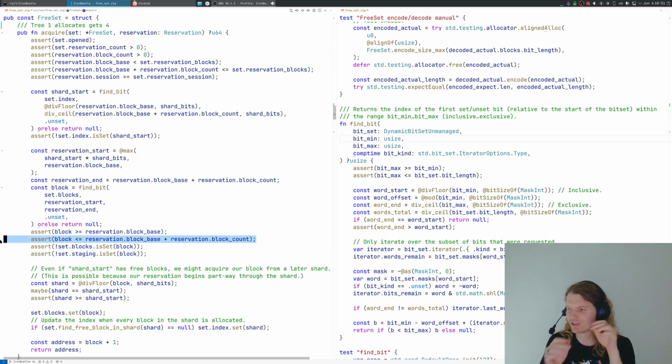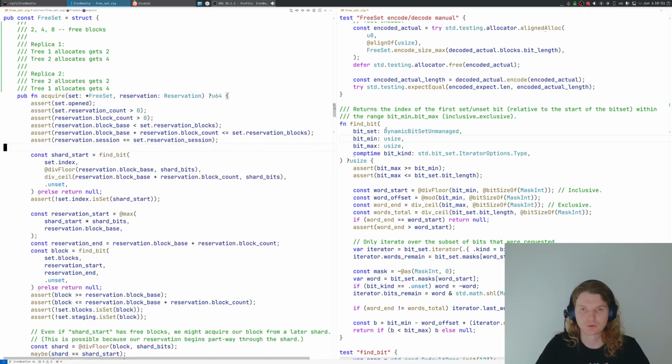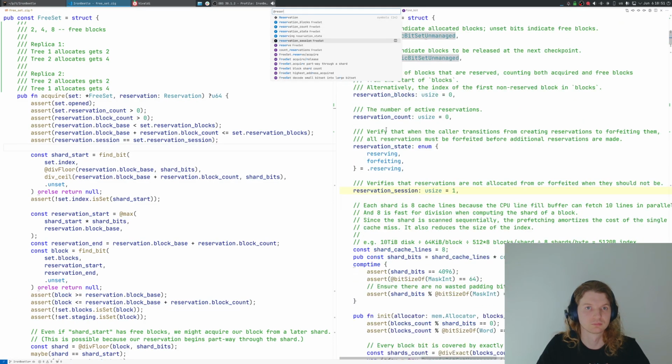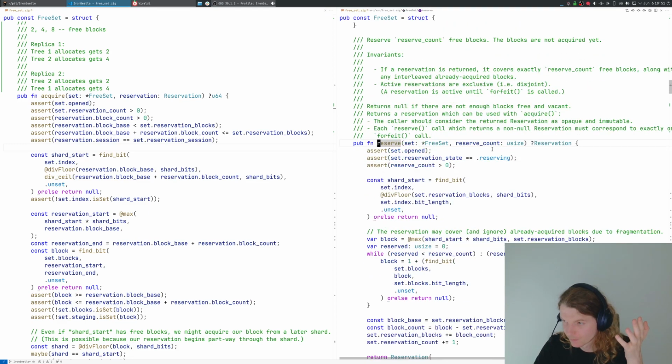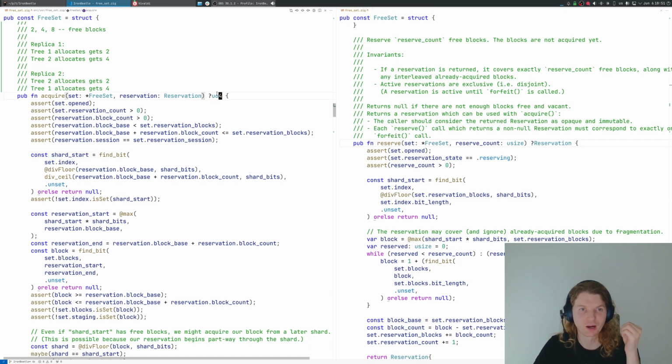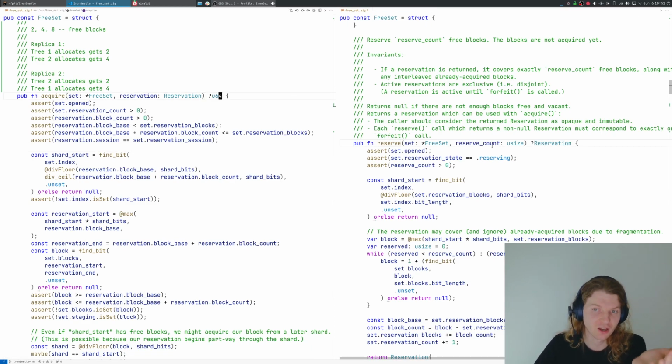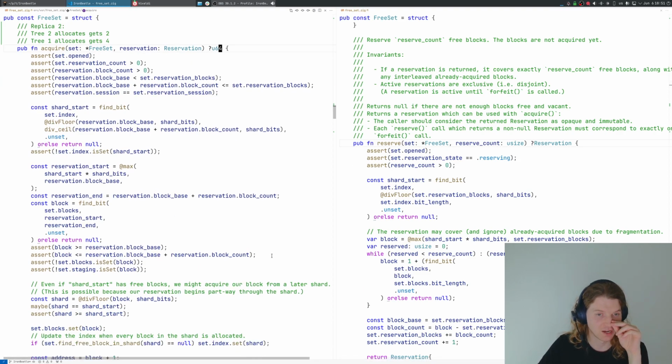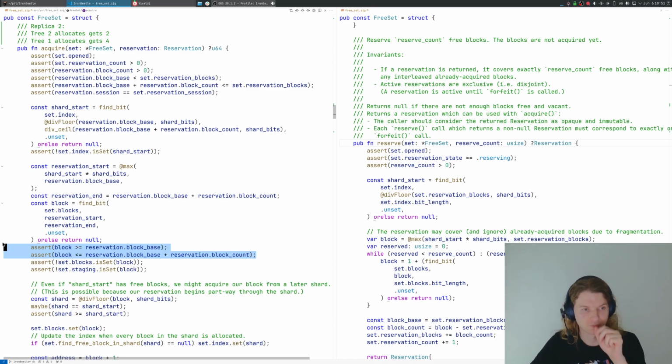So the assert I was looking for here is the assert that we are not allocating more than we have requested, because again, when we reserve things, we pass the upper bound, and then when we acquire a single block, we need to make sure that we do not actually exceed this upper bound, because that would be unsound in all kinds of ways. And this is a check that does this. So we check that the block which we have acquired actually fits in the limits imposed by the reservation.